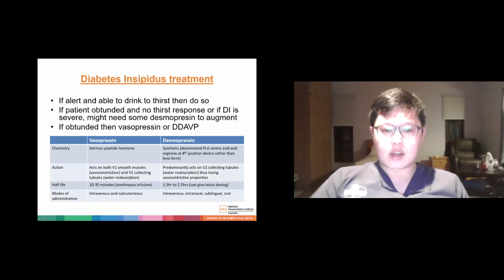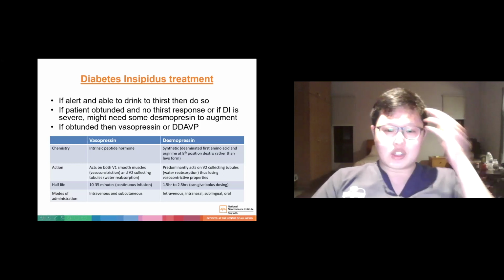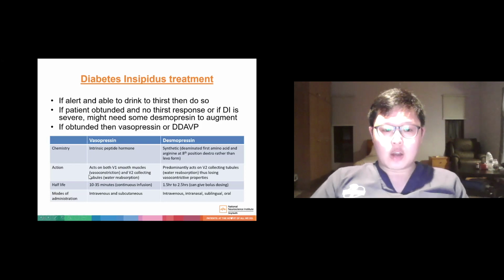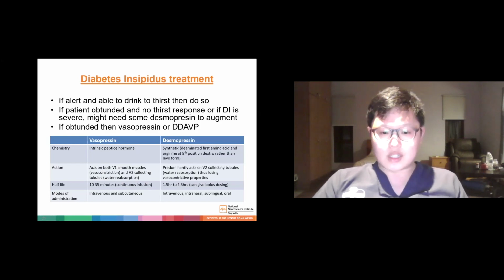So just some differences between vasopressin and desmopressin. Vasopressin is the intrinsic peptide hormone produced by the posterior pituitary gland, and desmopressin is actually the synthetic version. They did some deamination and changed the arginine at the 8th position. The action of vasopressin is both as a vasoconstrictor, as the name suggests, and it also helps in water reabsorption. However, desmopressin is a selective V2 receptor agonist, so it doesn't give you any vasoconstrictive properties.